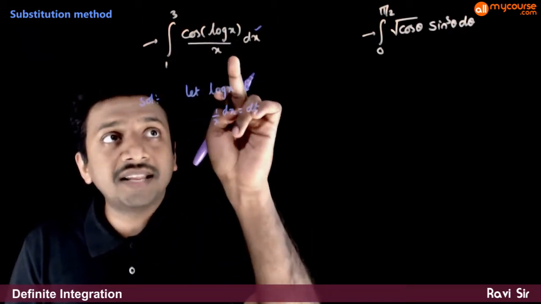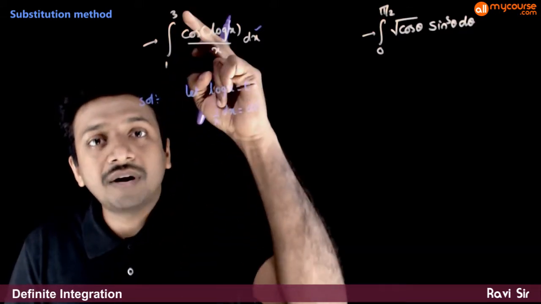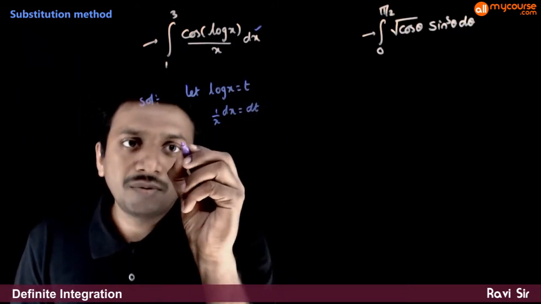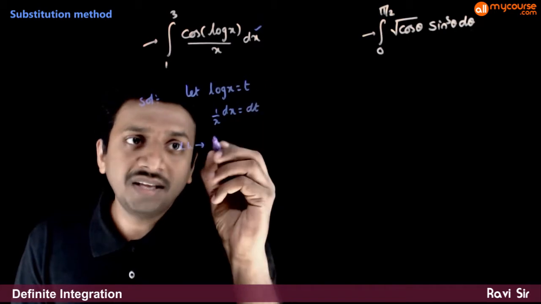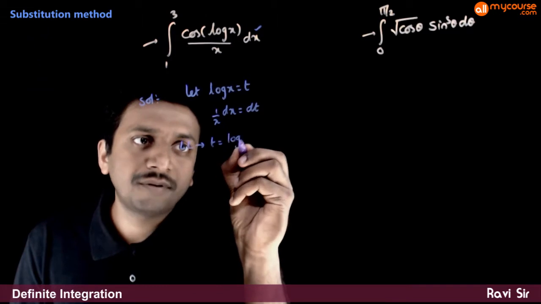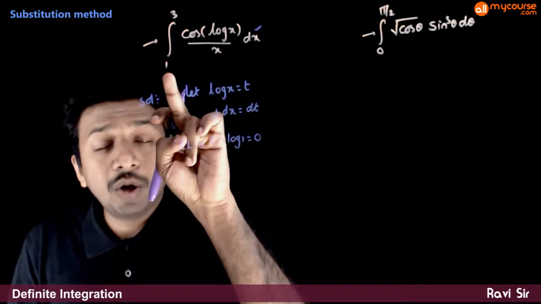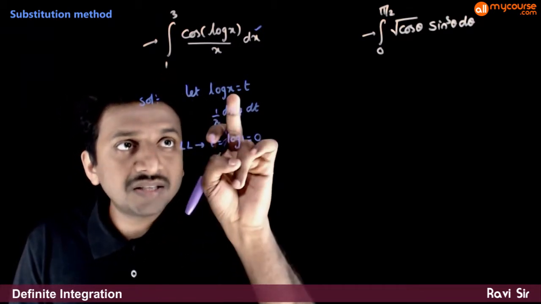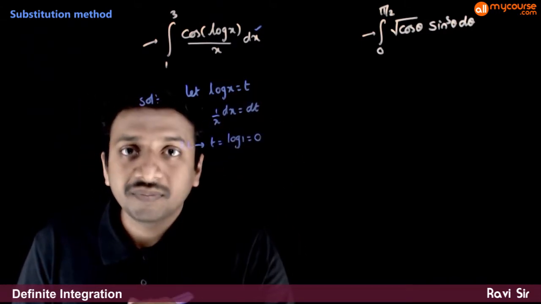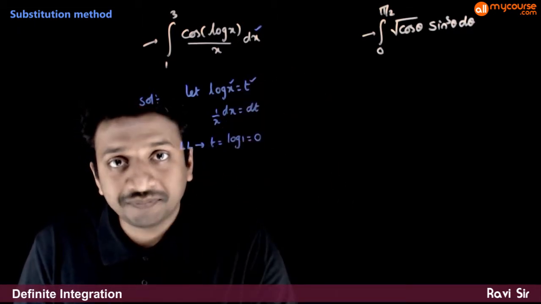Now 1 and 3 are the limits of x. x is going from 1 to 3. As x is going from 1 to 3, what are the limits of t? For the lower limit of t, t is equal to, put the lower limit of x here, log of 1, which is equal to 0. If the lower limit of x is equal to 1, you just put x equal to 1 in the substitution and you get the lower limit of t. That is, when x is the lower limit, what is the value of t? That will be the lower limit of t.